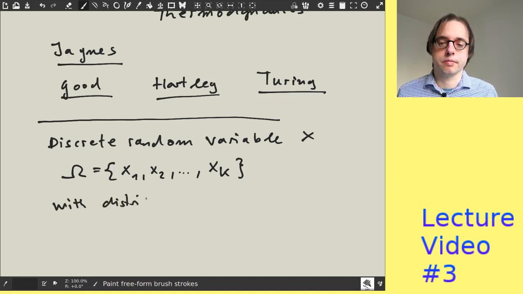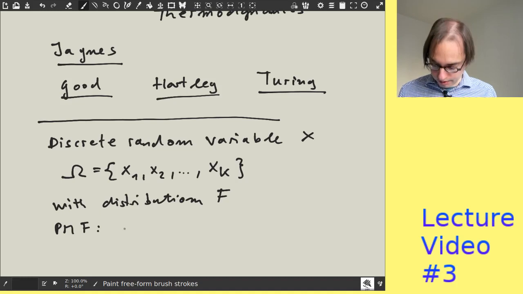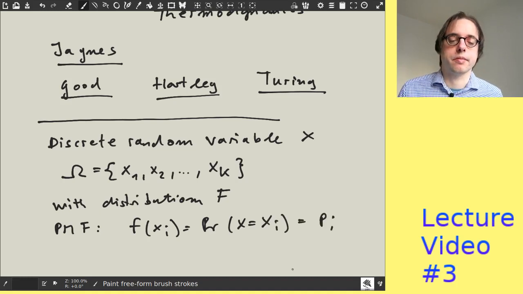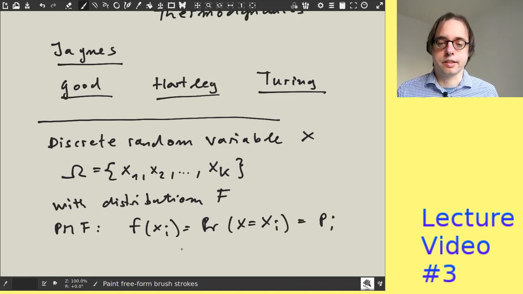Of course we have a probability mass function, where f(xi) is the probability that x equals xi, and that I call pi. So the sum of the probabilities pi add up to 1. So that's our discrete random variable.